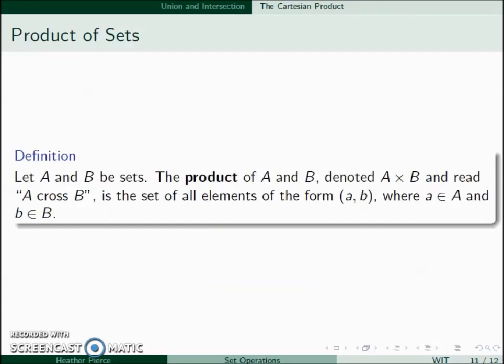Our final operation is the product of sets. So if A and B are sets, the product, which is denoted A cross B, is the set of all elements of the form (a, b), where little a is in big A and little b is in big B. So this is the set of all ordered pairs.